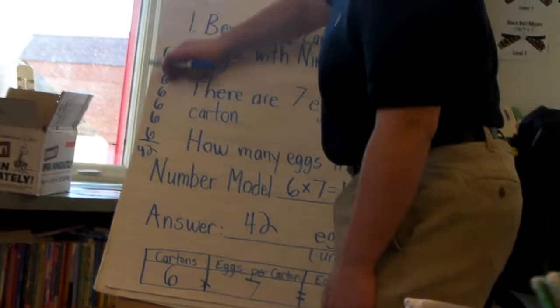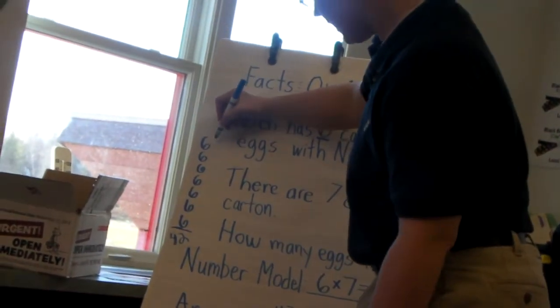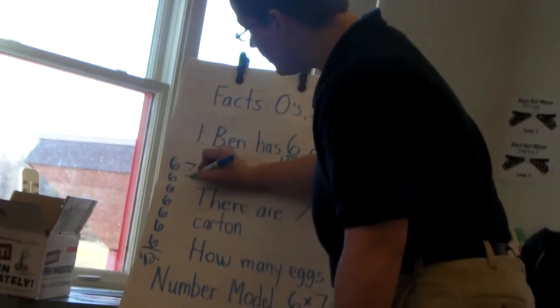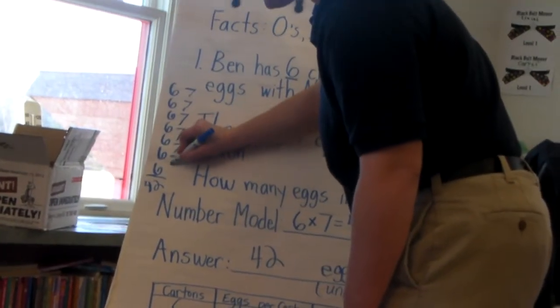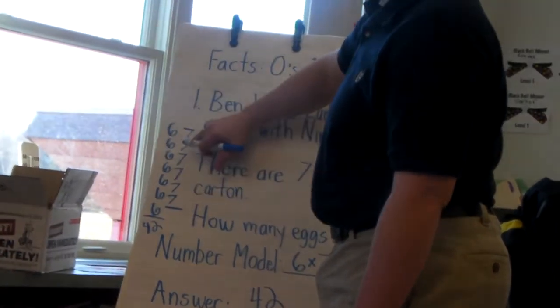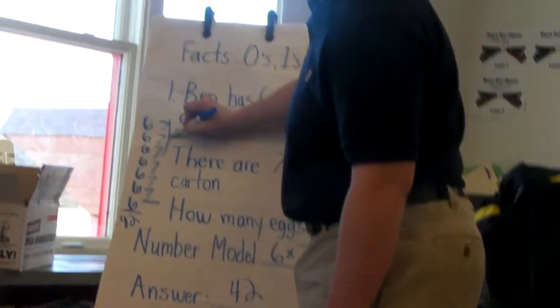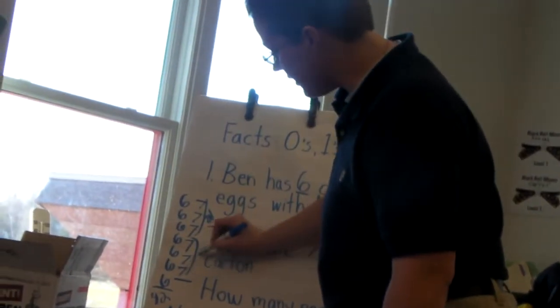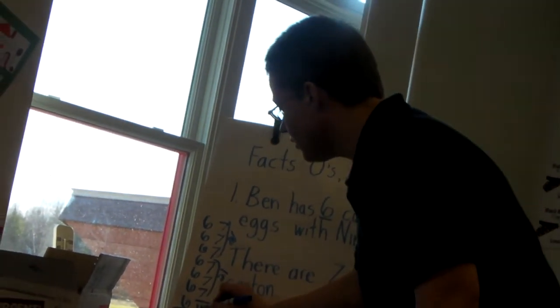And there's, like I said, we added these up. We could have also added 7 sixes, 6 sevens. Could do 1, 2, 3, 4, 5, 6 sevens. And I would still get 42. I know that 7 plus 7 is 14, plus 7 is 21. Okay, that's going to give me 21. And that means these 3 sevens will give me 21. 21 plus 21 is going to be 42.